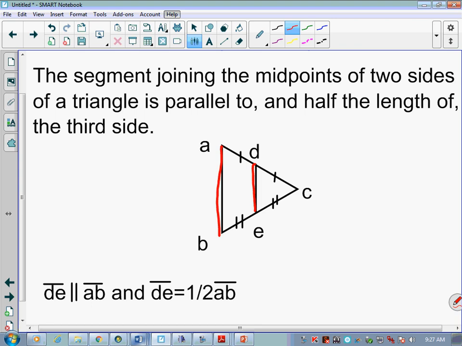So if AB was 7, what would DE be? It would be 3.5. If DE was 4.5, what would AB be, Erica? 9. Good. All right, so we've got a basic understanding here. We'll move on a little bit further.